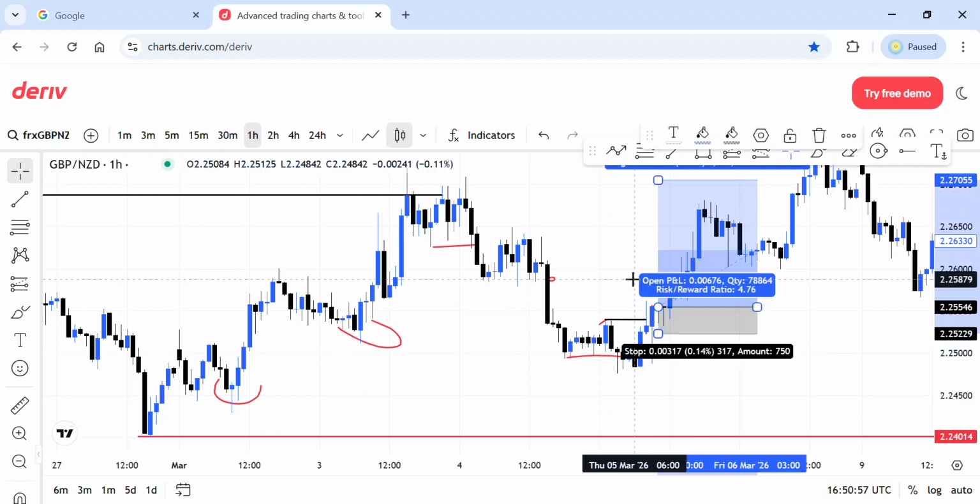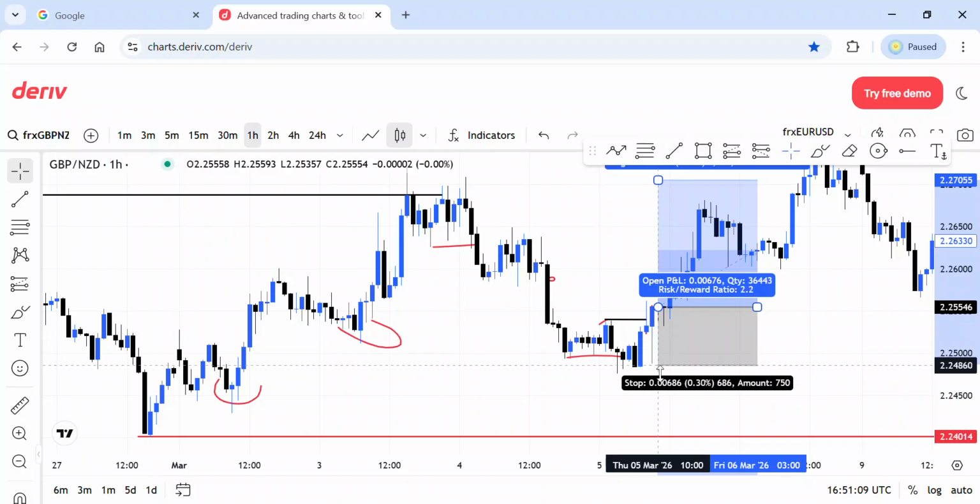Please don't fall for that. It's a lie. It's not possible. If you want a confirm entry, it's not possible. So all those things are just kind of a lie. So your stop loss is going to be a little bit wide.